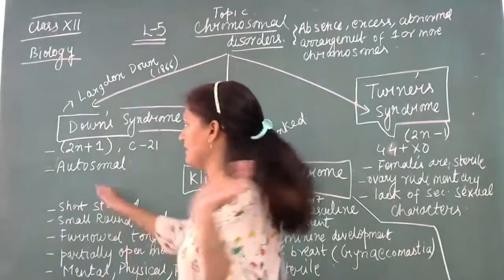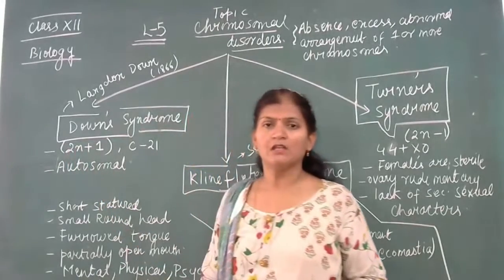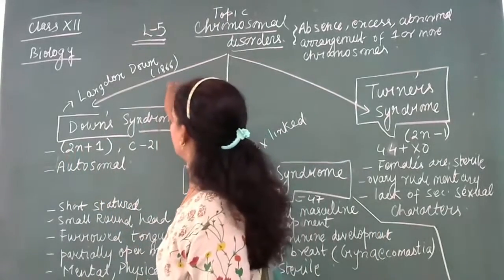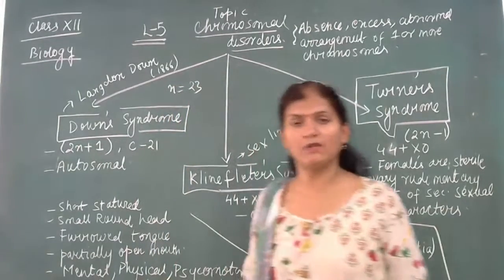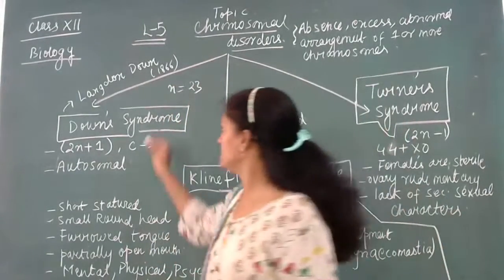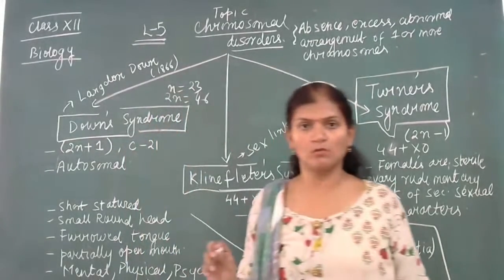It means what will happen? 2n plus 1. 2n, you all know that n is equal to what? n is equal to 23. Okay, so 2n is what? 2n is equal to 46 chromosomes.